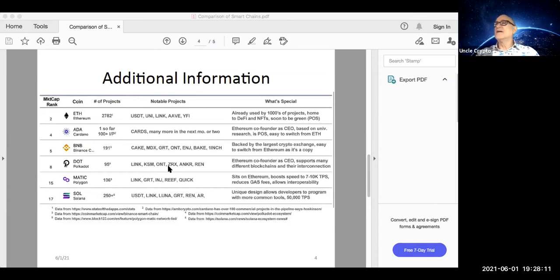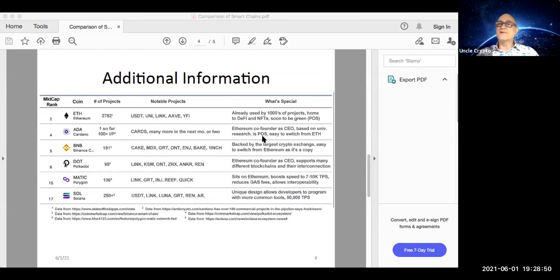And ZRX is a project that allows coins that weren't on the Ethereum blockchain to be able to get on it and to be able to be traded on exchanges. It's been around for a few years, and now they've opened up a DeFi arm as well. Anchor ran their DeFi coins. I don't know that much about them. For MATIC, you have, again, some coins. They're lesser known. And Solano has got its set of coins. And you can kind of see what they are.